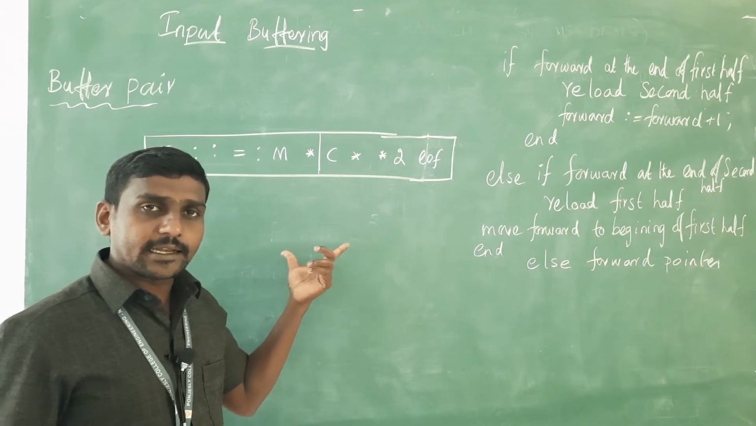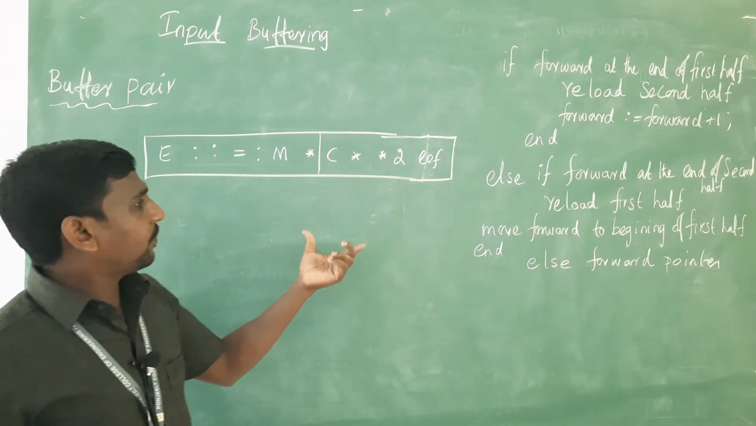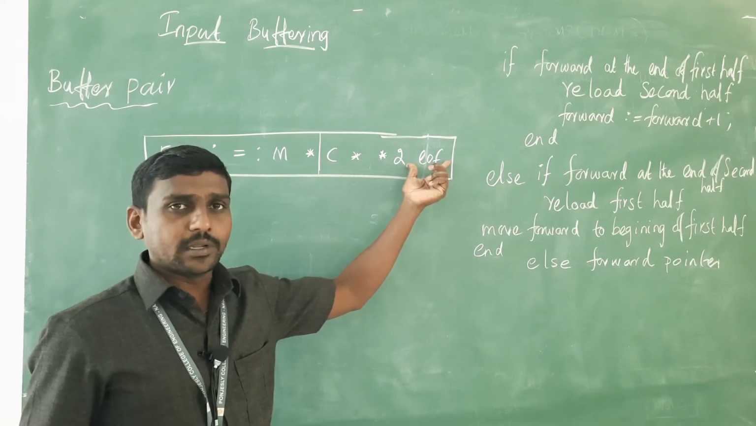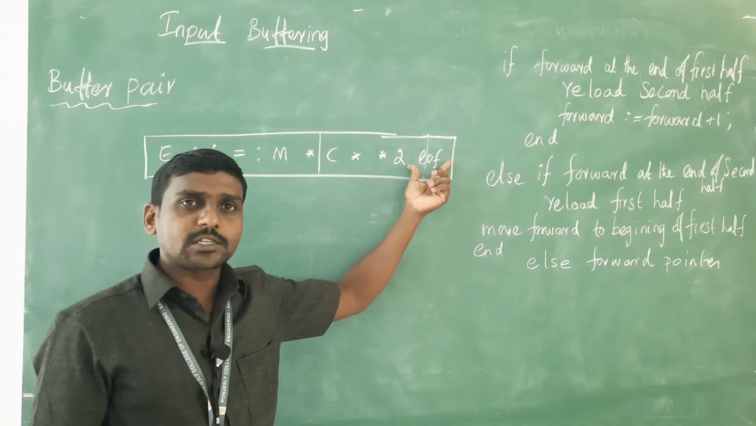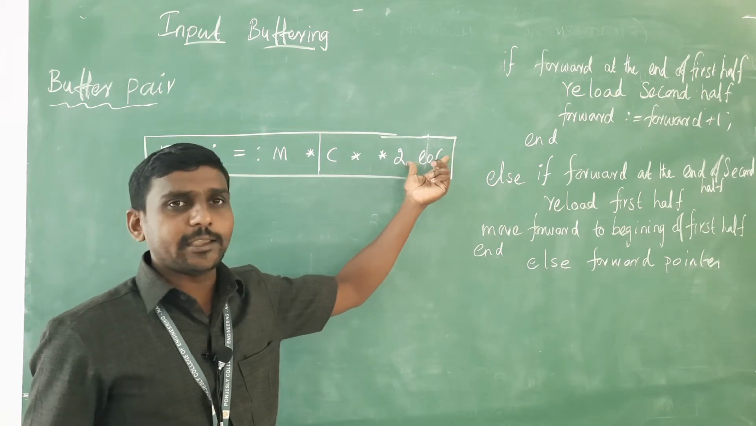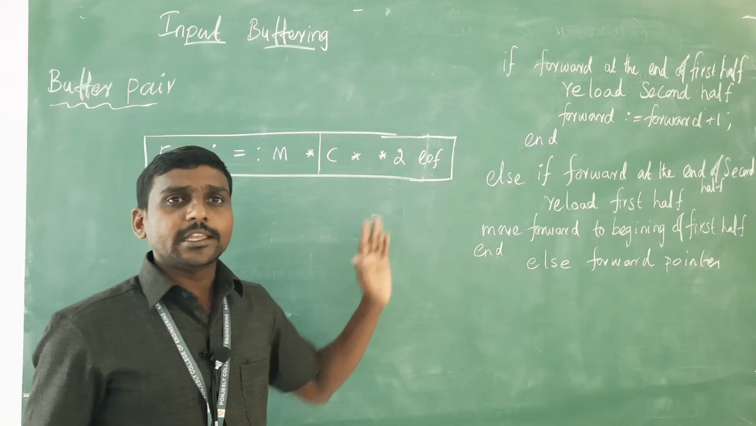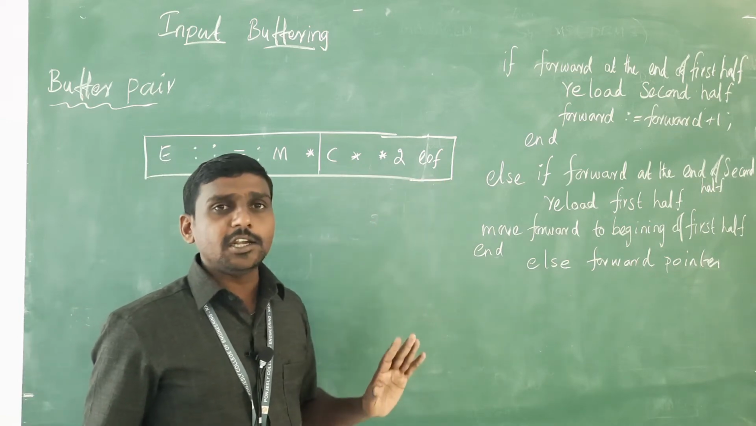We are treating that as a token. But I placed EOF also at the end of the buffer. EOF is not a part of the source program. It does not take EOF, it represents only this. Whenever the pointer comes to EOF, it says that this is the end of the buffer.